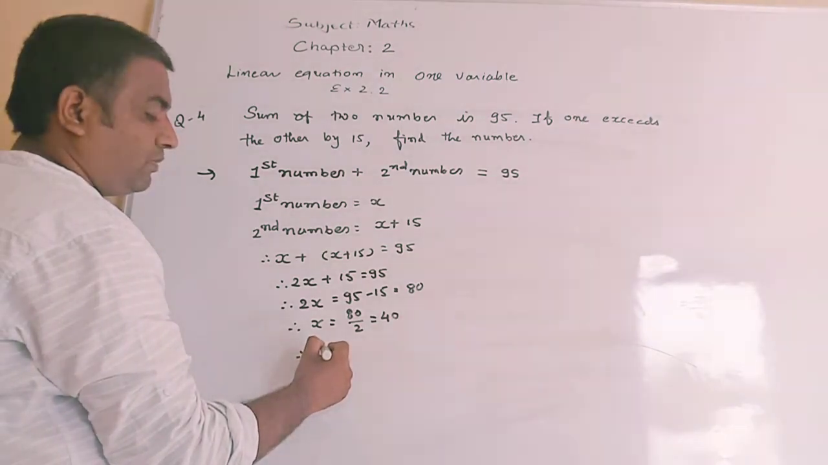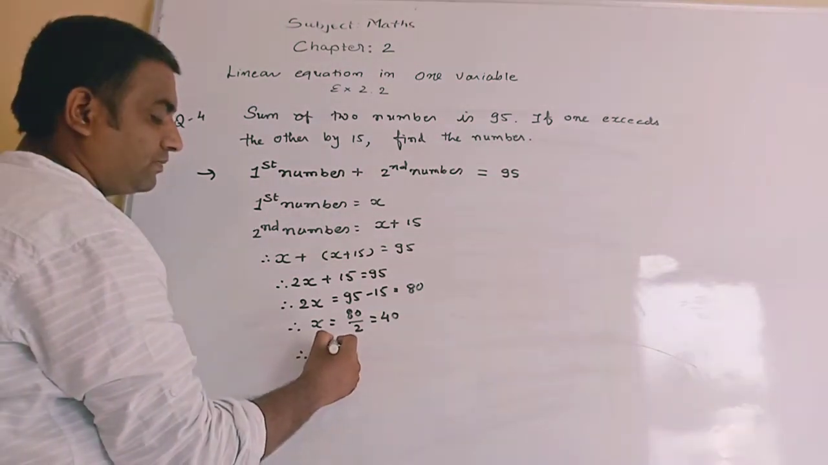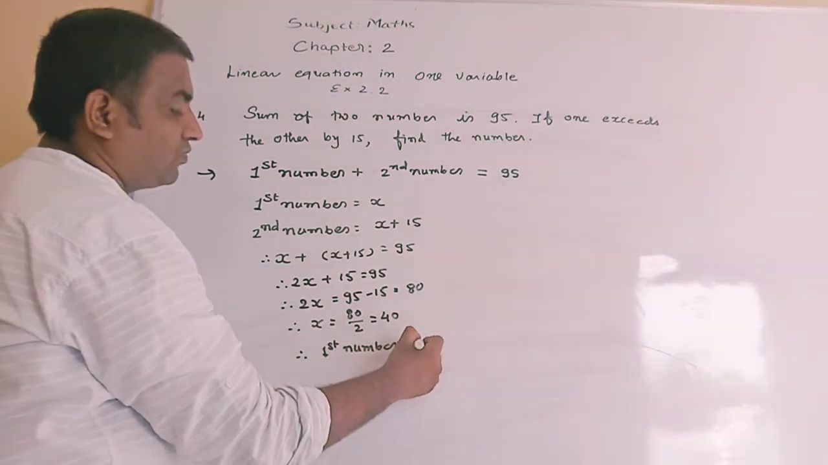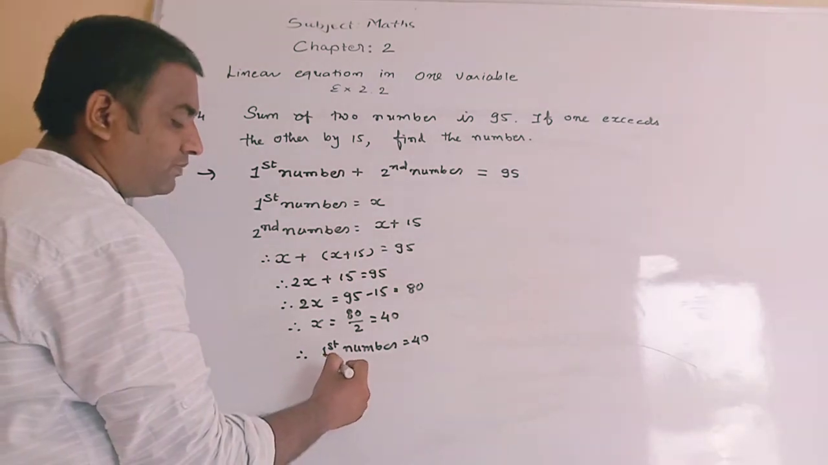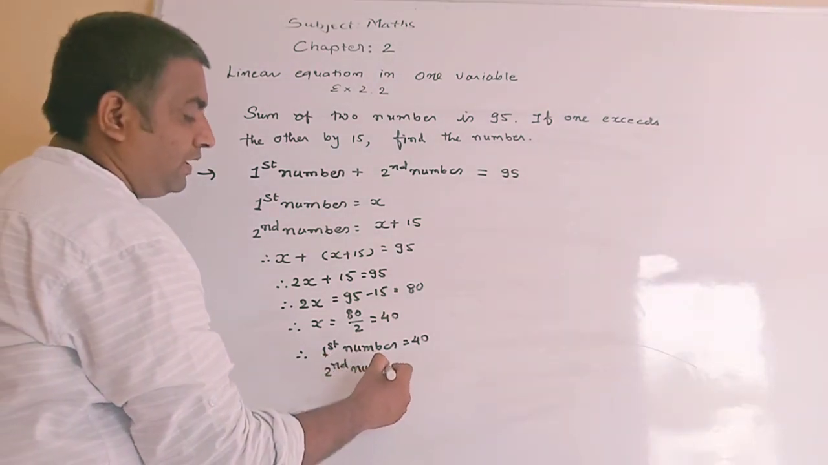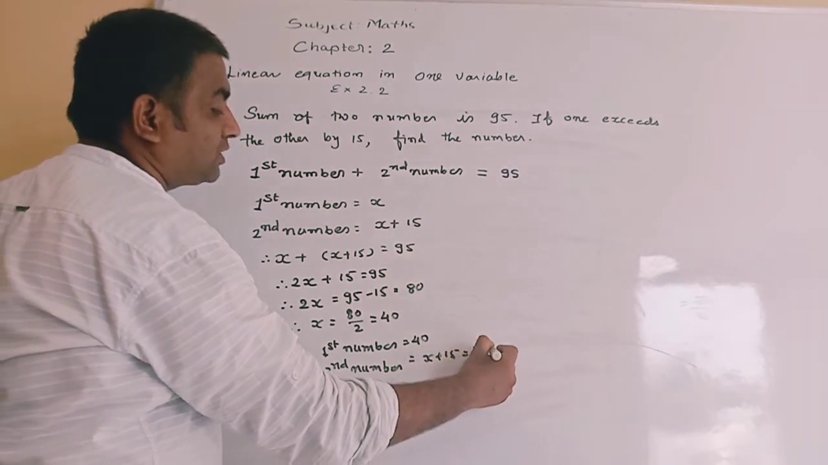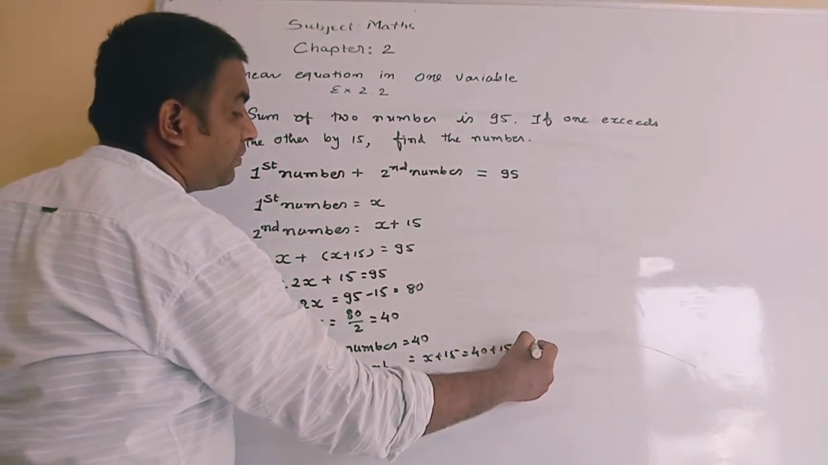So first number is 40. And second number will be x plus 15, that is 40 plus 15. It is 55.